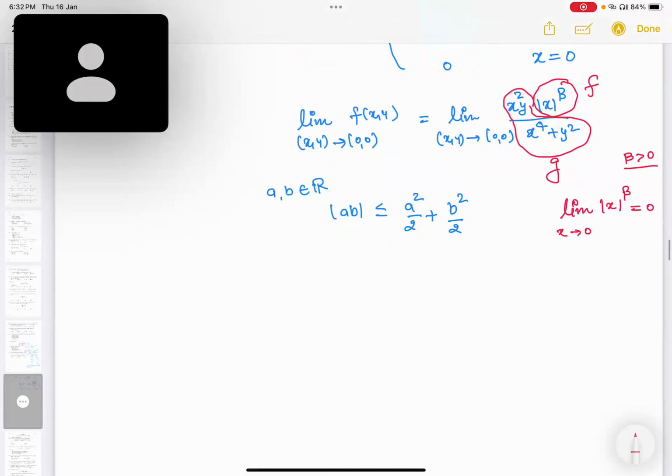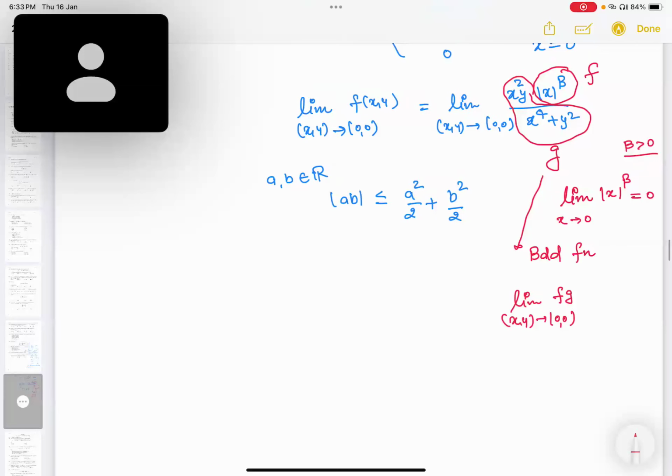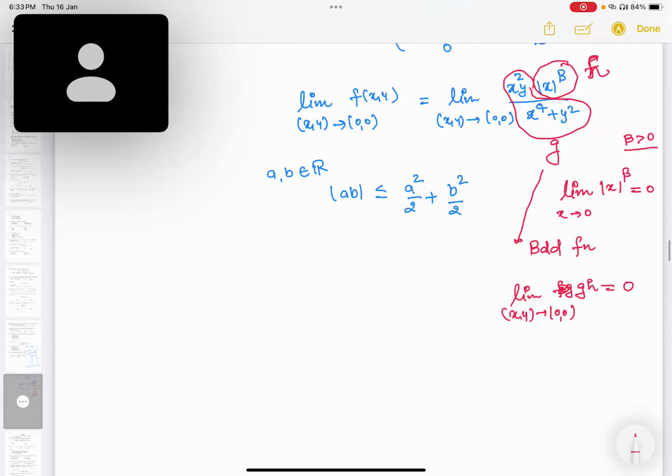Now, if I can prove that this is a bounded function, then in total what will I have? I will have the limit as xy tends to 0, 0 of f into z. So f is already given there, so I can assume this is h. So in total, we'll have z into h equals 0. Remember this property?